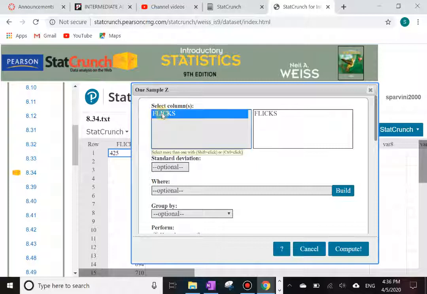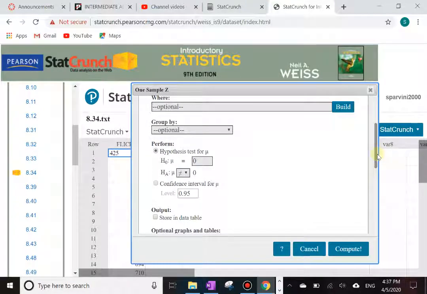Click on flicks, and the standard deviation is optional, because here we assume the deviation is known and it's given in the exercise to be 190. We actually want to type that number in. So we typed it in, 190, that's our sigma known. And let me go down here. Now down here we have an option of doing a hypothesis test or confidence interval. We do hypothesis tests in chapter 9, so I'm just going to click on confidence interval, and our confidence level was 90%. So you can type it as a decimal, 0.9, and that's good enough.